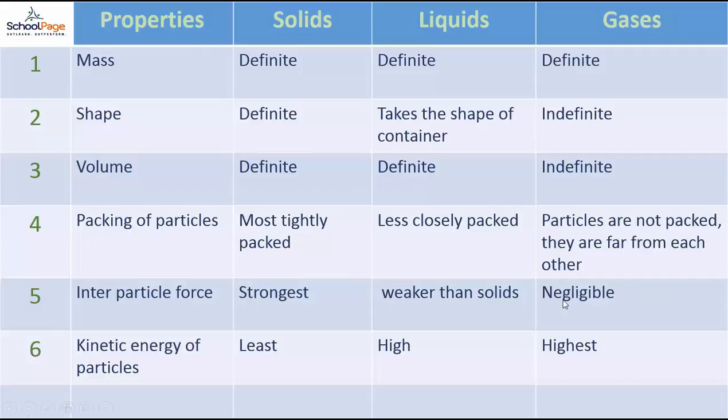When we consider individual states, solids have definite mass, shape and volume. The particles are most tightly packed, the interparticle force of attraction is the strongest and kinetic energy is the least. Liquids have definite mass, they take the shape of the container, the volume is definite, the particles are loosely packed and the interparticle force of attraction is weaker compared to that of solids, and their kinetic energy is high.